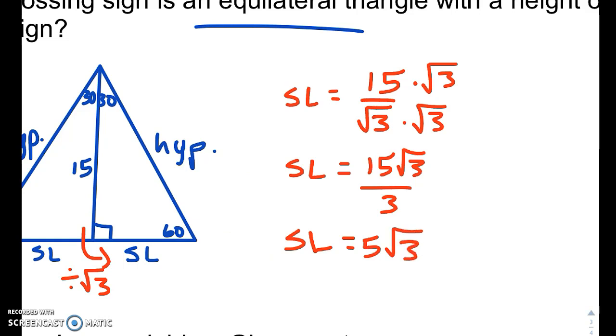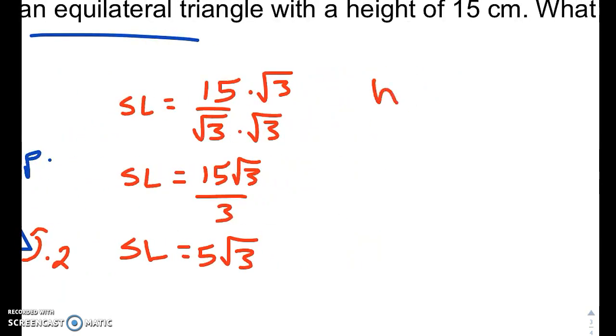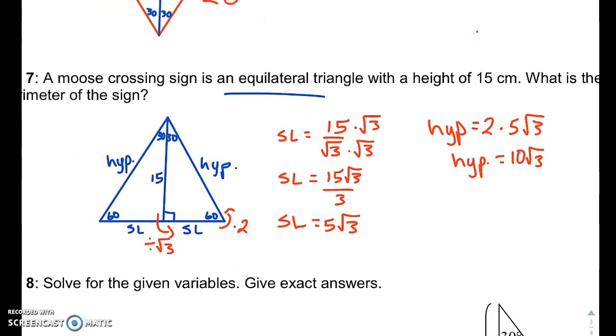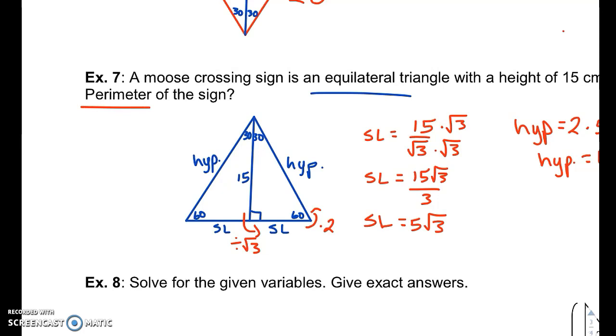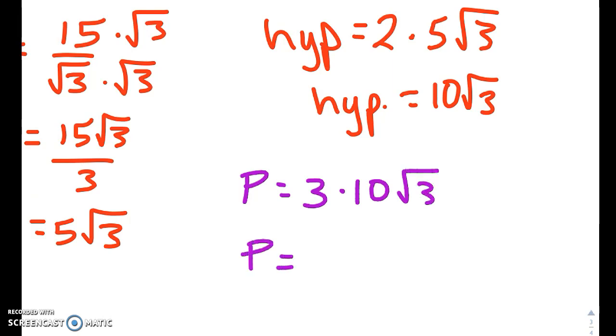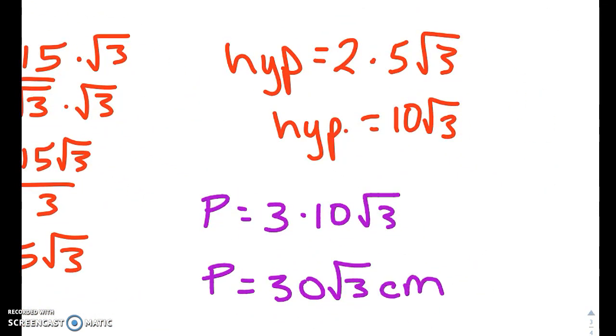Then we have to get to the hypotenuse, one of the full sides. So we multiply by 2 to get from short leg to hypotenuse. So hypotenuse equals 2 times the short leg, 5 radical 3. So the hypotenuse equals 10 radical 3. Now, that's not what the question asked. The question asked us, what's the perimeter? Well, the perimeter is all the sides added up. The hypotenuse is one of the full sides of this triangle. So if we want to know the perimeter, we take 3 times the one full side. So perimeter would equal 30 radical 3, and this one's in centimeters.